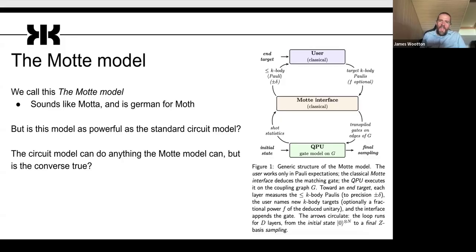So we call it the Motta model, and it is basically the idea that you extract expectation values to keep track of what the state is, and then you do gates by saying, I want that qubit to change its expectation values to this, and I want those two qubits to change their expectation values to that. And then under the hood, we always imagine that it's actually being run on the gate model. So really, it's just an interface for the gate model, and the interface figures out what gates it needs to apply in order to make that happen. But the Motta model is an interface that we can use to create new quantum algorithms.